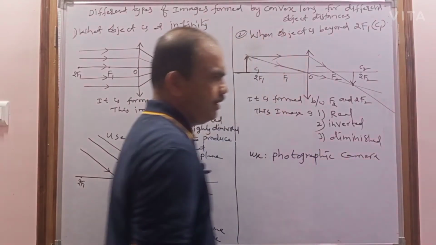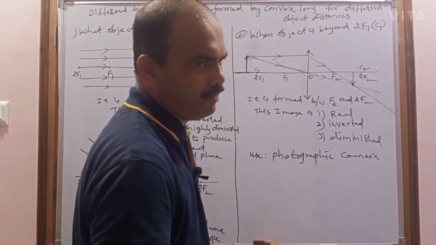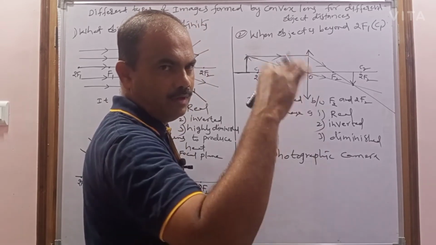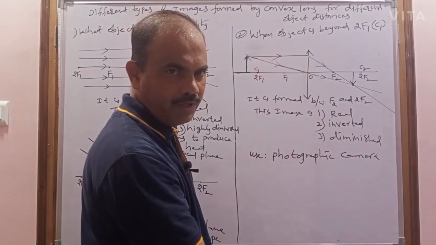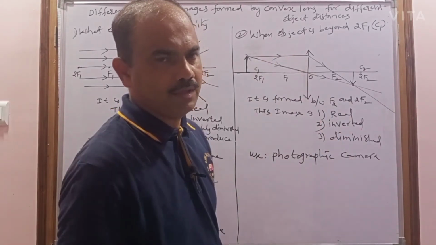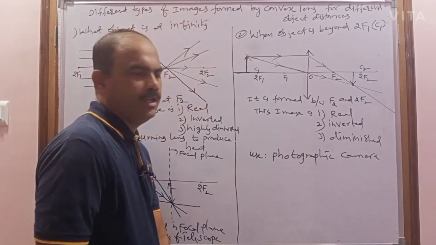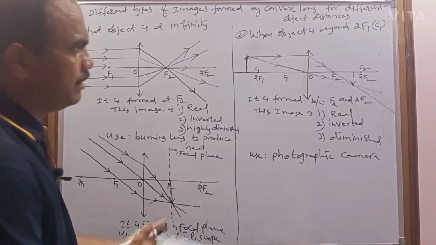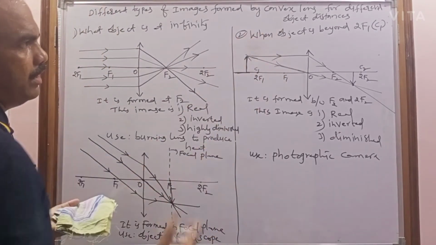So when we take our photograph in the photographic camera, our image can be formed real, inverted and diminished. Compared to our size, it can be diminished. So this is the second one, when the object is beyond 2f1 or c1.